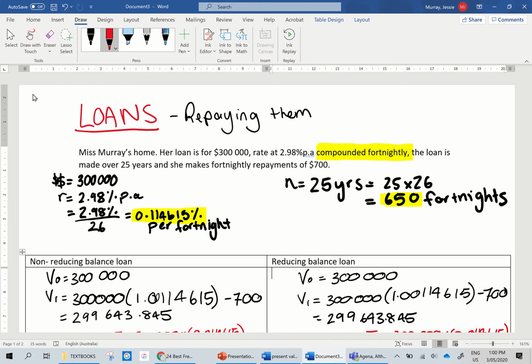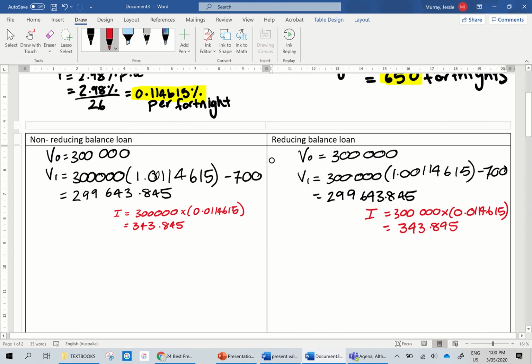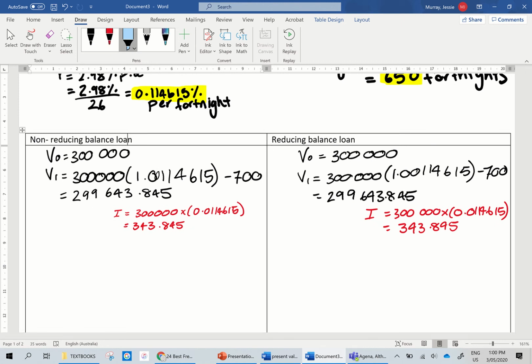So the first thing is you'll see the exact same things written in both of these tables. You've got non-reducing balance over here and reducing balance. Now I will just point out reducing balance, it's the good one. And like I just said, it is actually the one the banks use. So let's have a look.